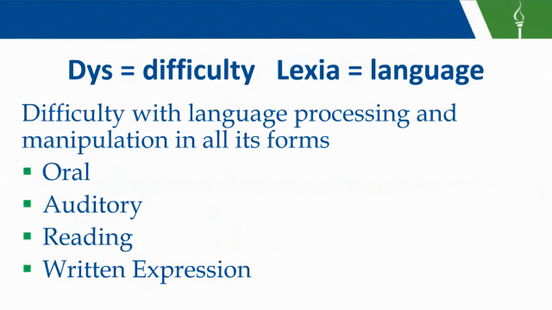Might be important to cover the history of the word dyslexia and talk about where it came from. It was first coined back in the late 1800s by a researcher who was studying an adult who had lost his language capabilities after a head injury. So the word itself comes from two parts, dys meaning difficulty and lexia referring to language. Dyslexia can be difficulty in language processing and manipulation in all of its forms, and we'll refer to that several times as we move through this. Oral language, auditory language, reading, and written expression can all be affected.